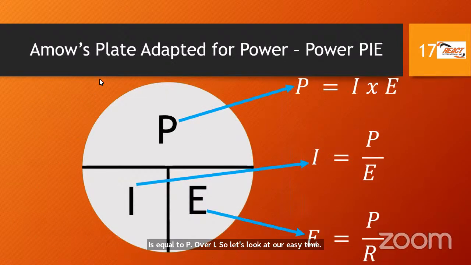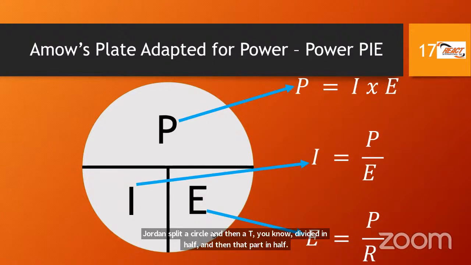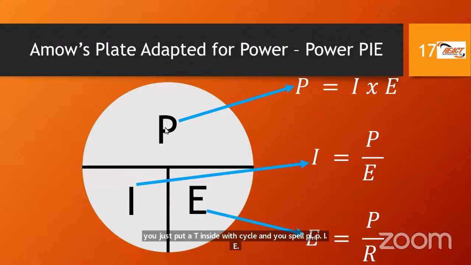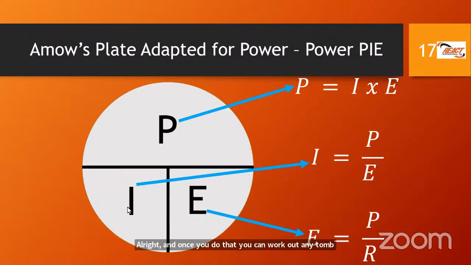All right, does this look familiar? Well, yes, it's the ever popular Ohm's plate. And we have gotten some pretty good feedback from the participants in terms of remembering it, right? So if we don't wish to do the algebra, we can just draw this plate, a circle and then a T, divide it in half and then that part in half. So you just put a T inside the circle. And you spell PIE, P-I-E, right? And once you do that, you can work out any term. You can say P is equal to, what is it? Well, I, and I is next to E, so that means multiply. I multiplied by E, it's never minus or plus, right?